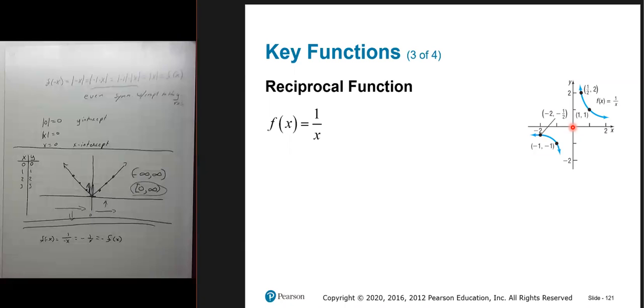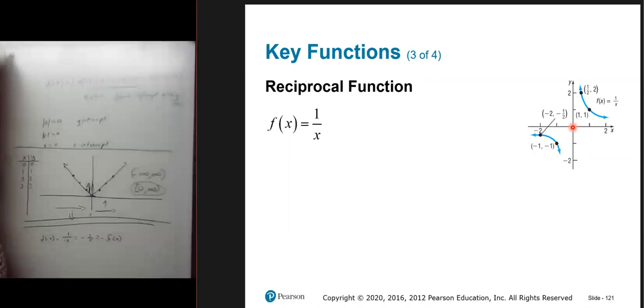So this is a decreasing function over its domain, which means it has a reciprocal function. It has an inverse function. And we'll discuss that later.